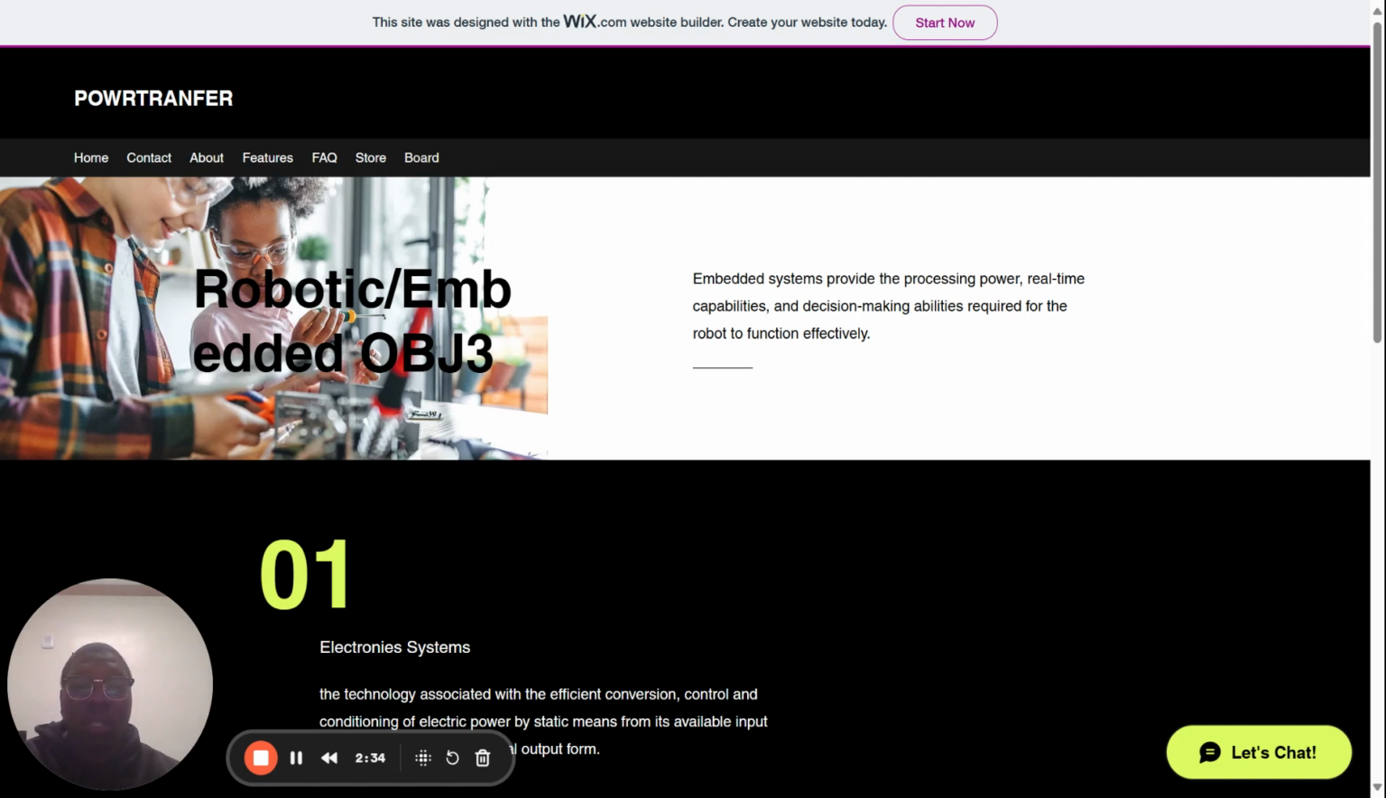The embedded system provides the processing power and real-time decision-making capability required for any robotic system or system in general. For example, the embedded system with my product will also help with the process to make sure that everything that is part of it is functional as it's supposed to be.